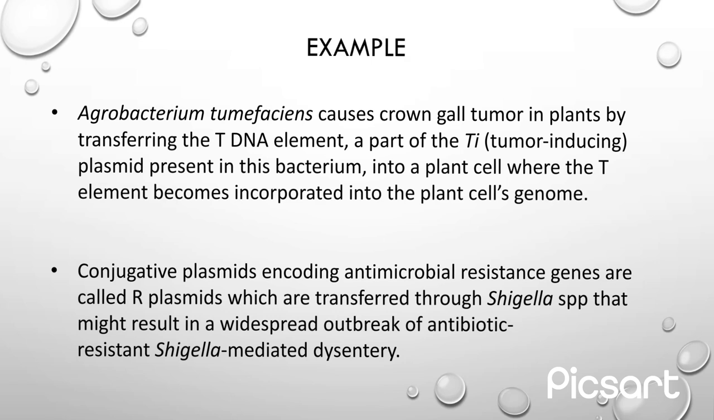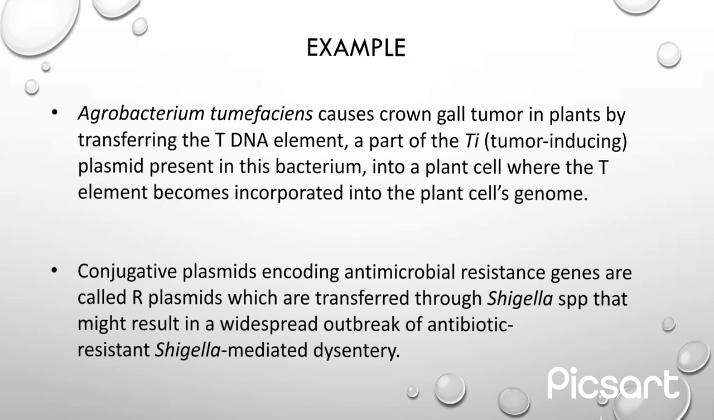Conjugation is the most preferred gene transfer method by bacteria. We already know that. This conjugation method has a wide range of applications in genetic engineering and biotechnology, because it can transfer 1000 to 1 lakh base pairs of DNA from one donor cell to another cell. So the first example is Agrobacterium tumefaciens, which causes crown gall tumor.